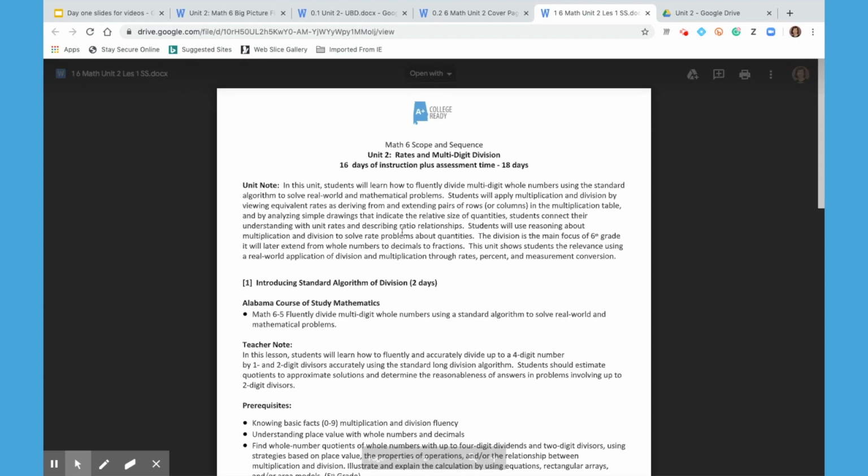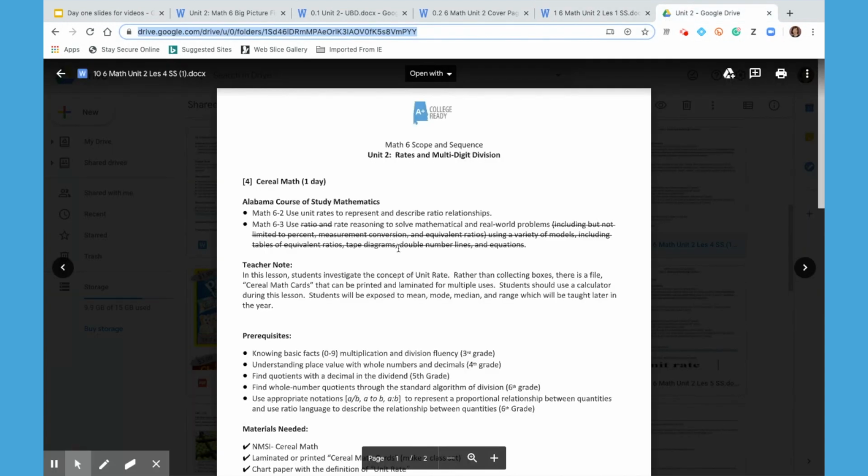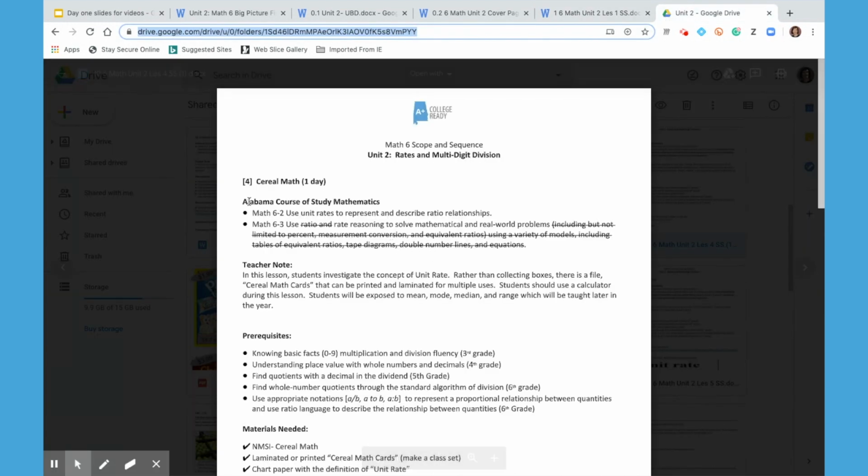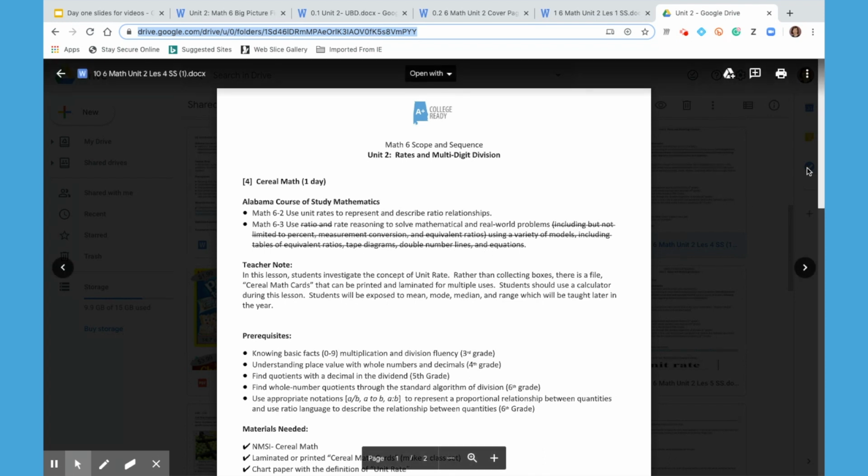As you look at unit notes, this is where it will have areas of what students will be applying in math, and what prior skills they will have had to be able to do the unit. And now the scope and sequence. We have the Alabama Course of Study, those two, and again, those strike-throughs are things they're not going to accomplish with this.